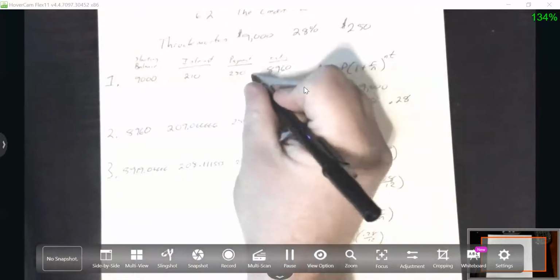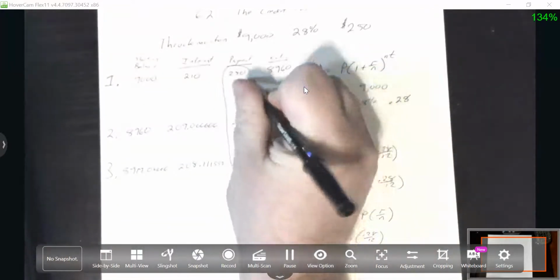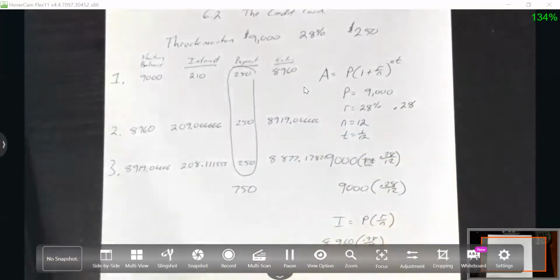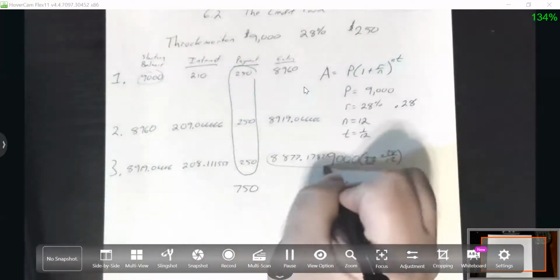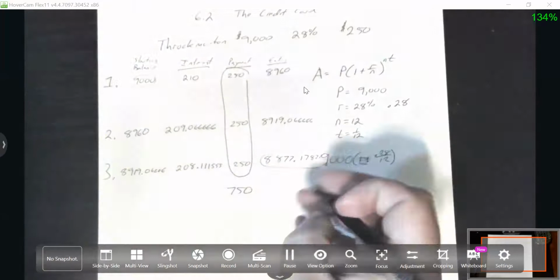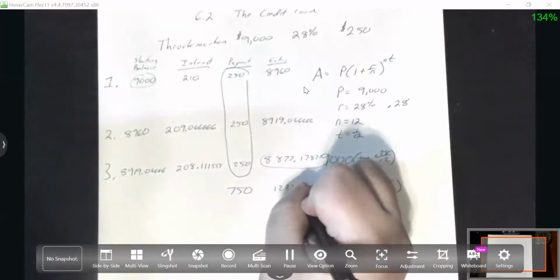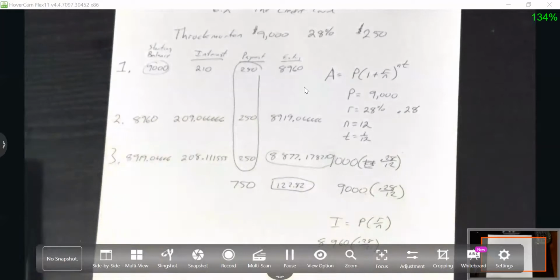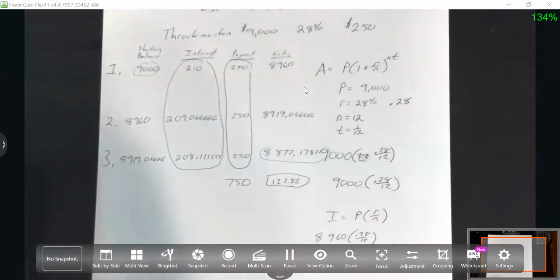So notice things. The total amount of the payments that he's made is now $750. He's paid $750 to this credit card. But he started at $9,000. He's ended at $8,877. Only $122.82 have actually gone to his credit card. All the rest of that money went to interest. Most of the money that he's paying is not helping him. It's actually going to the credit card company as profits.